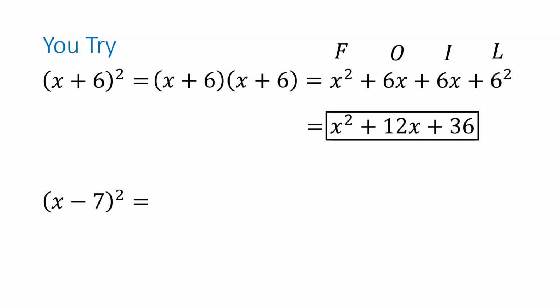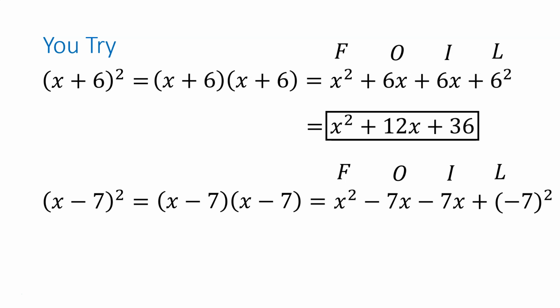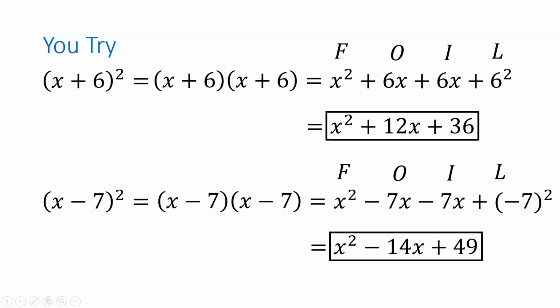Similarly, x minus 7 squared is x minus 7 times x minus 7. Using FOIL, x times x is x squared, x times negative 7 is negative 7x, negative 7 times x is negative 7x, and negative 7 times negative 7 is negative 7 squared. Combining the cross terms and making negative 7 squared positive 49, we get x squared minus 14x plus 49. You can make your own problems to practice by coming up with values that you can add or subtract from x.